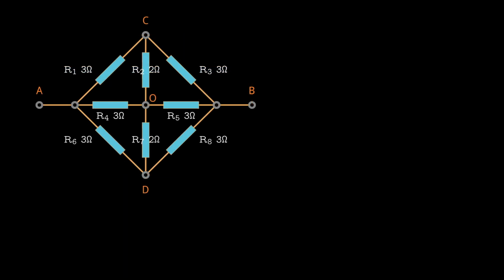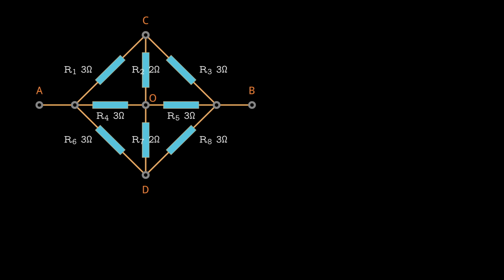Let's start with this example. Our goal is to determine the equivalent resistance between nodes A and B. First and foremost, start by checking if there are any series or parallel resistors in the circuit that can be replaced with their equivalent resistances. In this particular circuit diagram, no such combinations are present.